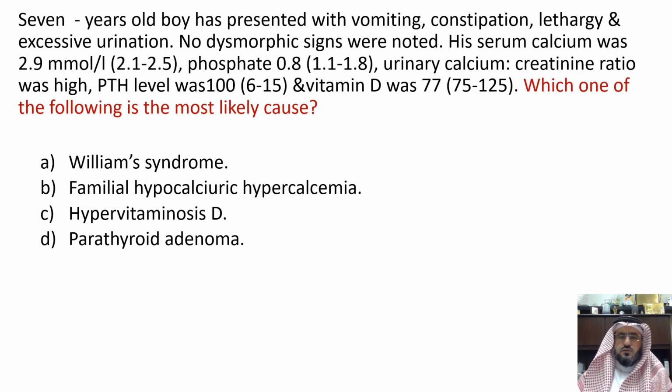A 7-year-old boy presented with vomiting, constipation, lethargy, and polyuria. There were no dysmorphic features. Calcium was high, there was hypercalcemia, and phosphate was low. Urine calcium creatinine ratio was high. Parathyroid hormone was high. Vitamin D was normal.